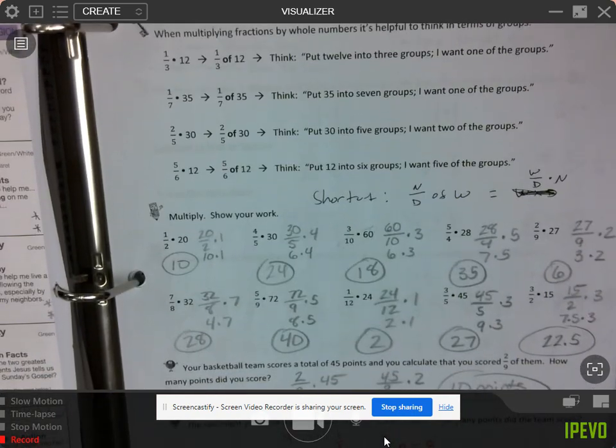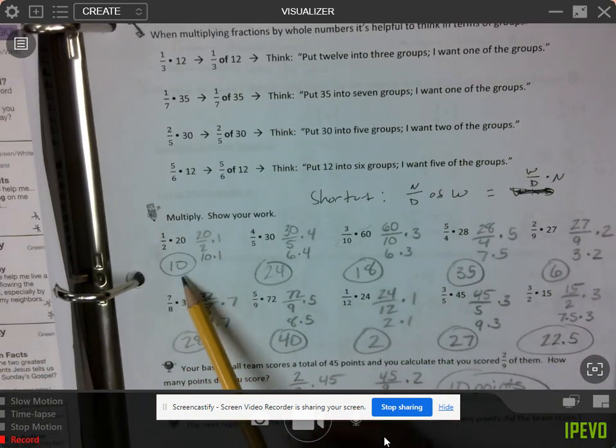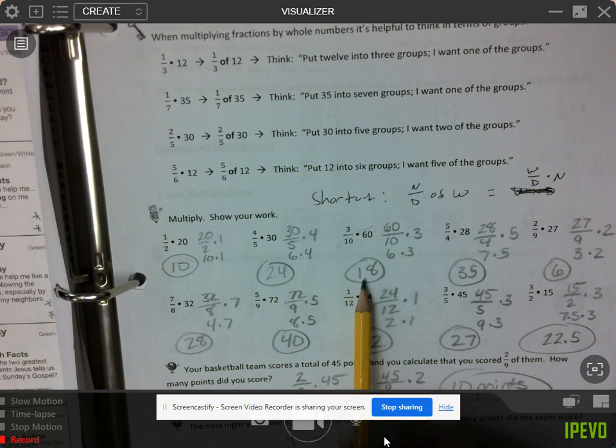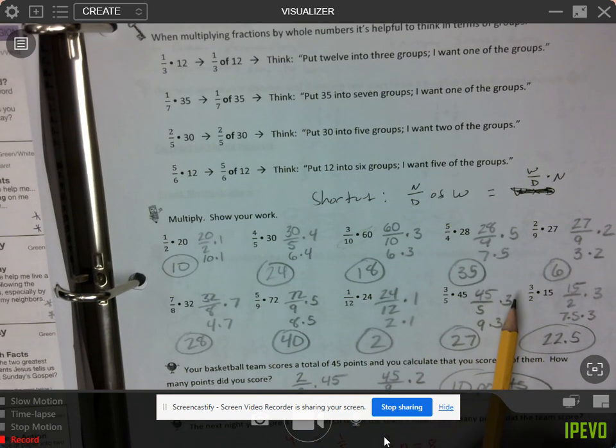Let's do the first row. We have 10, 24, 18, 35, and 6. Any questions on how I got any of those numbers? Bottom row, we have 28, 42, 27, and 22.5. So that one isn't just a whole number. There is a decimal there. Any questions on those ones?